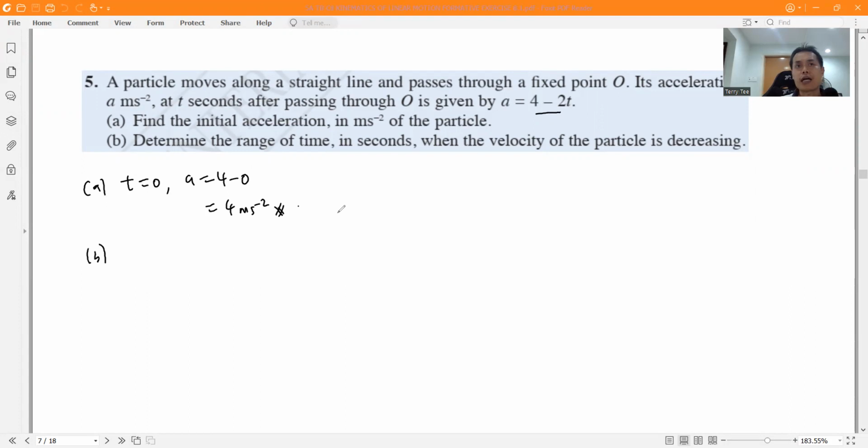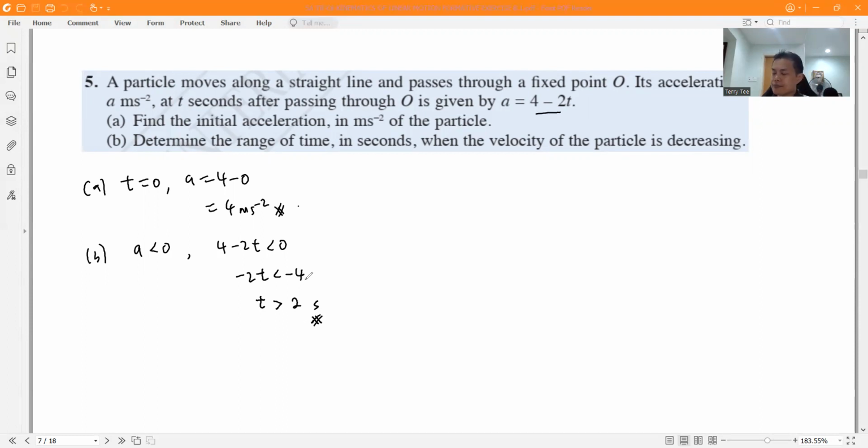Determine the range of time in seconds when the velocity is decreasing. Now, when the velocity is decreasing, your a is less than 0. When your velocity is increasing, your a is more than 0. So we're going to take 4 minus 2t less than 0. You can bring the 4 over, so 2t is less than minus 4. And every time you multiply or divide with a negative, please change the symbol. Minus 4 divided by minus 2 is positive 2. So t is greater than 2 seconds. You don't have to put a unit. So that's the range of values of t.